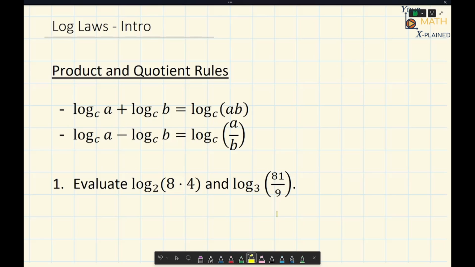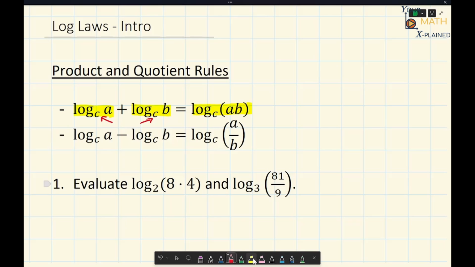So let's get started. The product rule states that if we have log base c of a plus log base c of b, that is equal to log base c of a times b. And the important thing to note here is that we have to have the same base. So in this example, we have base c for both of these logs.